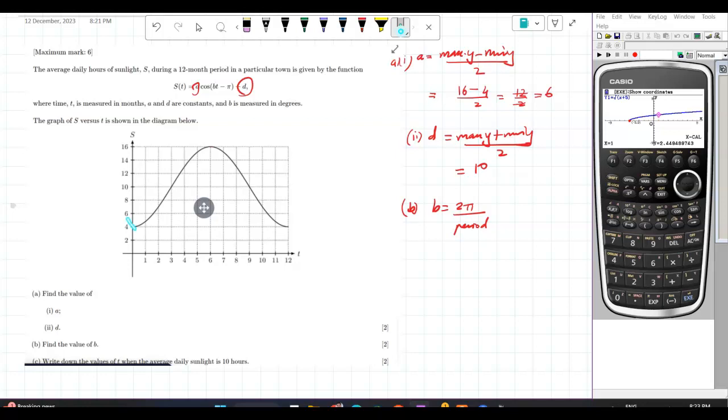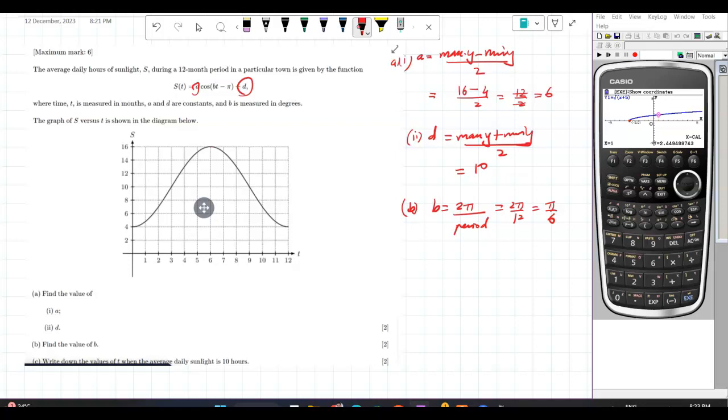You either take minimum to minimum or you take maximum to maximum. If there's a full graph, you can also take max to max. Period will come from here. So period in this case is 12. So 2 pi divided by 12, that's pi by 6.